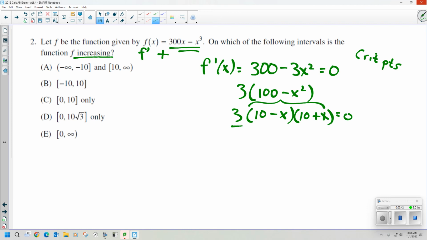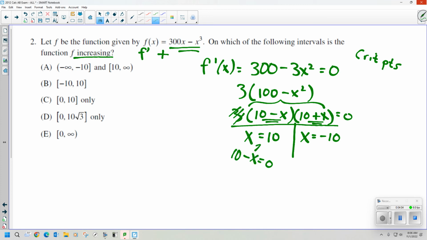I'm going to solve this. I don't have to solve the 3. I could divide both sides by 3, and that goes bye-bye. The x on the left side has to equal 10, and the x on the right side has to equal negative 10 in order for those to be 0. In case you forgot basic math, I take 10 minus x and set it equal to 0. That's my answer. I take 10 plus x, set it equal to 0. That's my answer. So what I now have is two values that are critical points where my first derivative is 0.